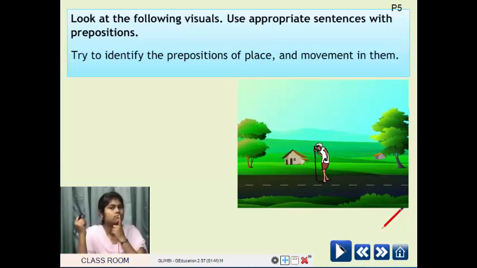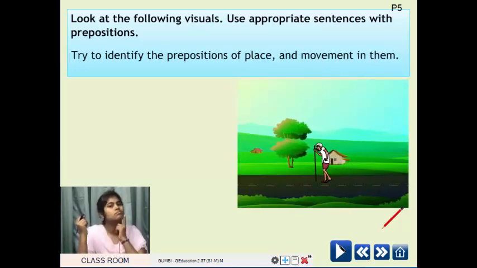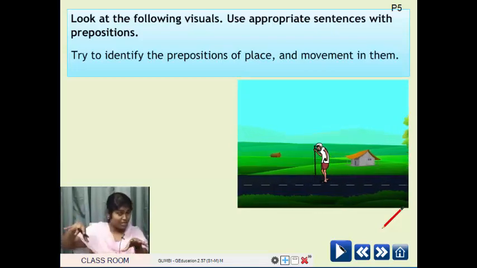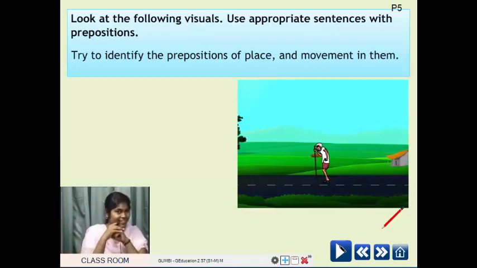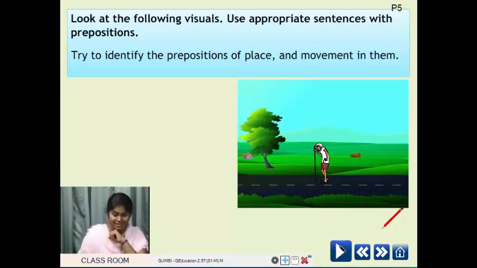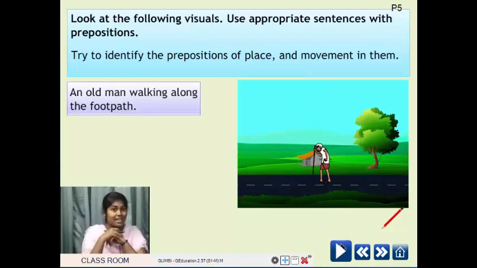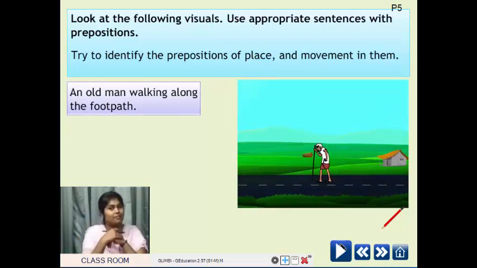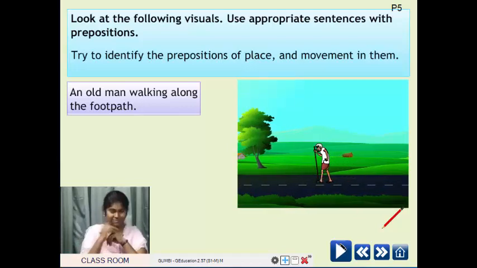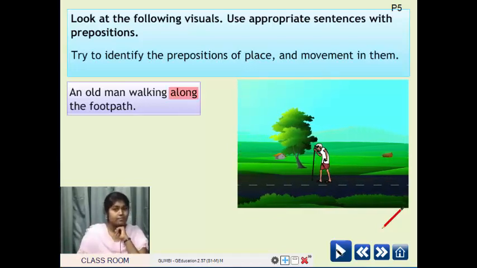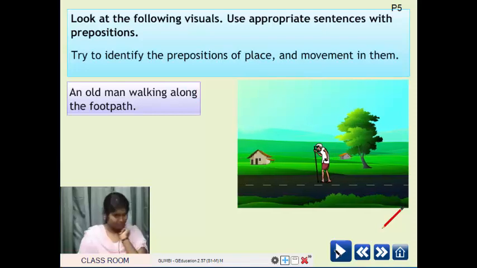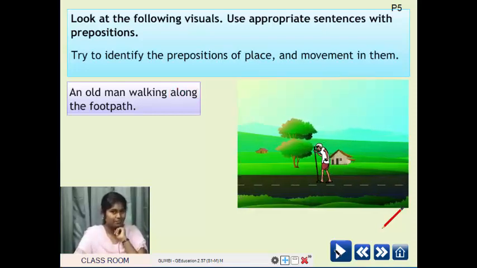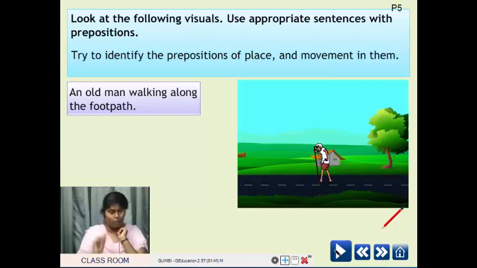So there is one particular word for it. We taught you that word also. You remember? There's a beach and two boys running. Do you remember that? Yes, it is along. An old man walking along the footpath, or along the road also. Okay, children, here he is walking along the footpath, by the side of the footpath, continuously. So you can't say beside the footpath because he is continuously walking. You have to use the word along.